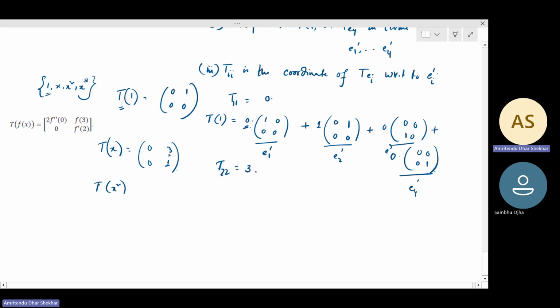So likewise, you can finish this computation. So Tx squared is equal to, so this is equal to 4. This is equal to 0. F of 3 is equal to 9. And f dash of 2 is equal to, so f dash is equal to twice x. Twice x evaluated at 2 is 4. So you get this T33 to be equal to 0 again.